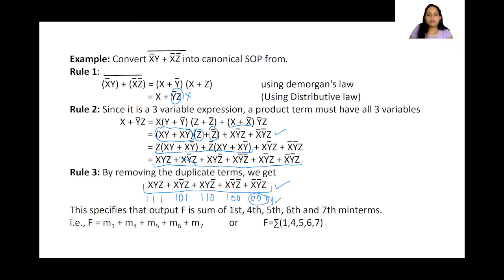This is nothing but 1. This is nothing but 4. This is nothing but 6. This is 5. And this is 7. Okay. So we can represent it as M1, M4, M5, M6 and M7. So this canonical SOP form can be represented in this way also. And also we can represent it in this. So this means canonical SOP form. Okay, I hope this is clear.